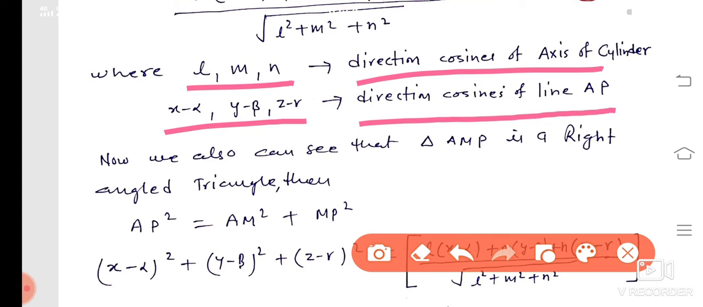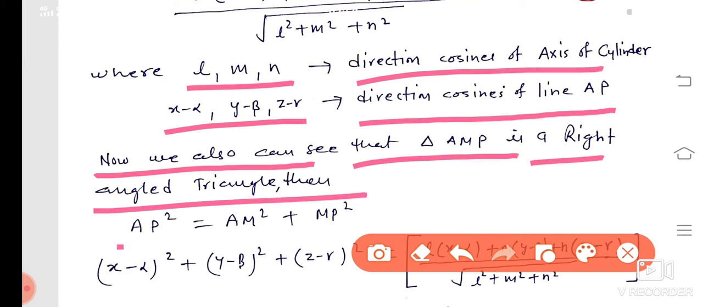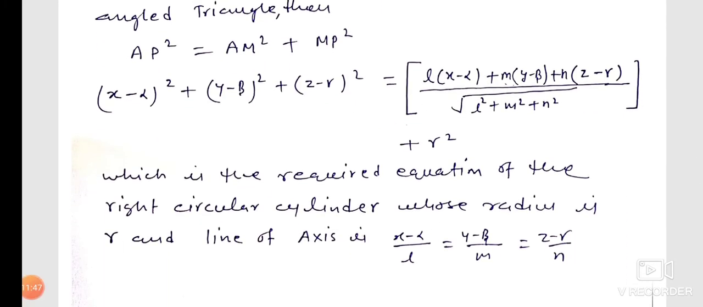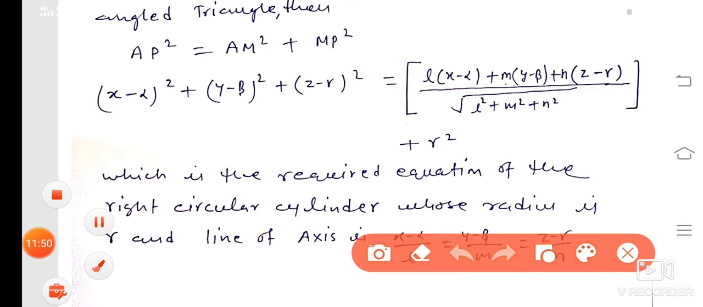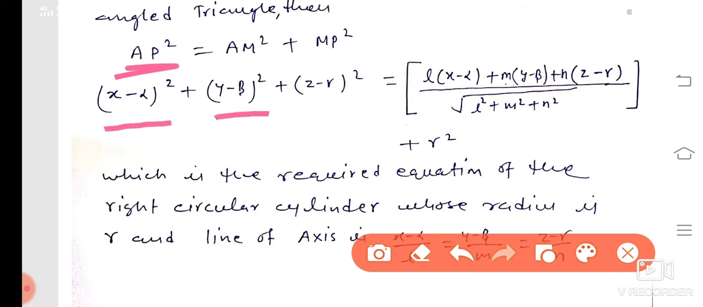Okay, now we also can see that triangle AMP is a right angle triangle, in which by Pythagoras theorem we can write AP square equals AM square plus MP square. All three sides have been discussed in the above paragraph. AP was the root of something, but here we want the square of AP, so the root sign will be removed: it will be (x minus alpha) square plus (y minus beta) square plus (z minus gamma) square. In the right hand side we have already calculated in equation number C, AM.